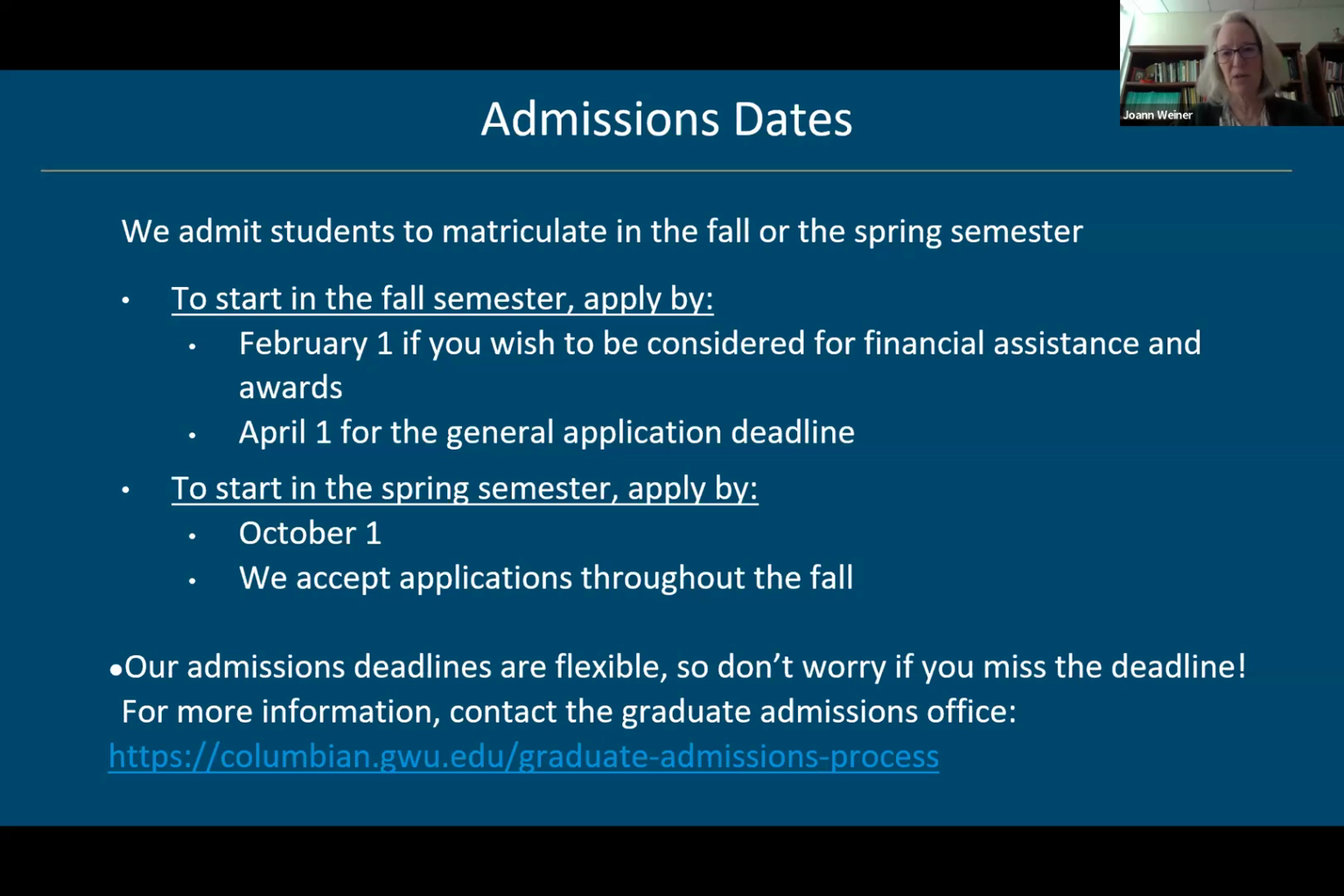What are our admissions dates? To start in the fall semester, which is coming up, we begin the last week or 2 of August. Apply by February 1st if you wish to be considered for financial assistance and awards. The general application deadline is April 1st. If you want to start in the spring semester, which is right now, we've started the spring semester, but to start in the spring semester of 2026, apply by October 1st, and we accept applications throughout the fall. Our admissions deadlines are flexible, so don't worry if you miss the deadline.